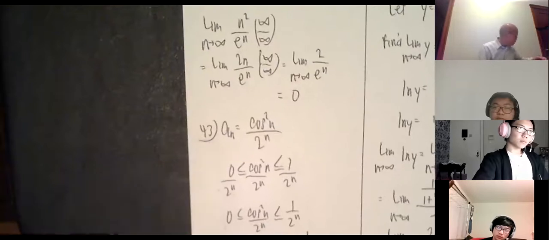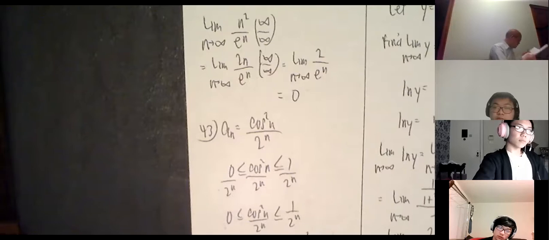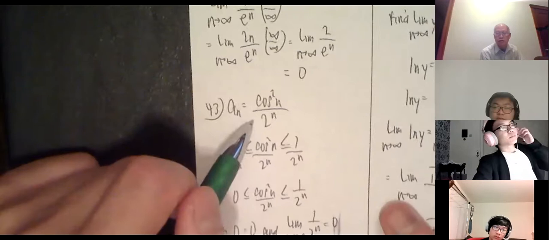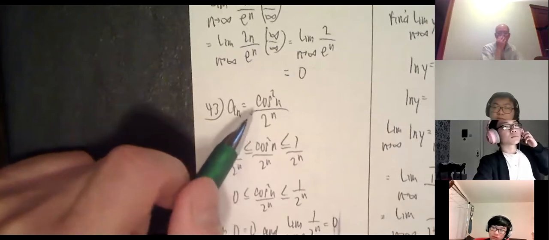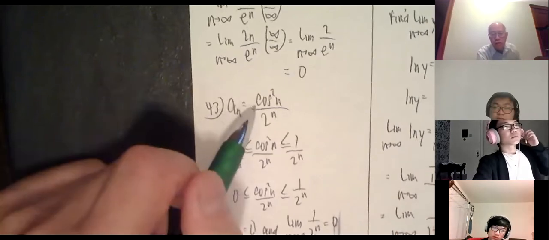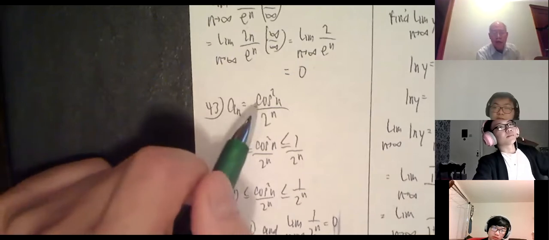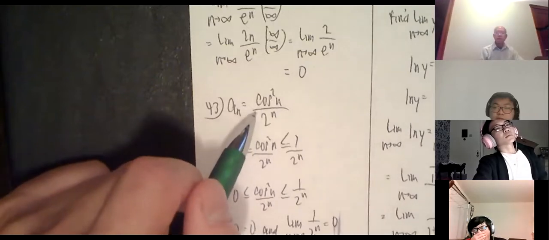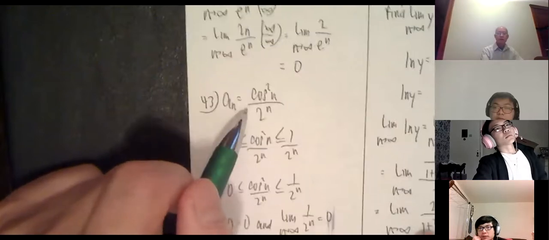Okay, 43, and my 43 is actually the same as your 43 this time, at least. A sub n is cosine squared of n over 2 to the n power. Now it's hard to get a hold of cosine n or cosine squared of n, but I know it's stuck between 0 and 1. So I'm going to be doing something called the Squeeze Theorem. Do you remember something called the Squeeze Theorem from Calc 1? So here's the idea.